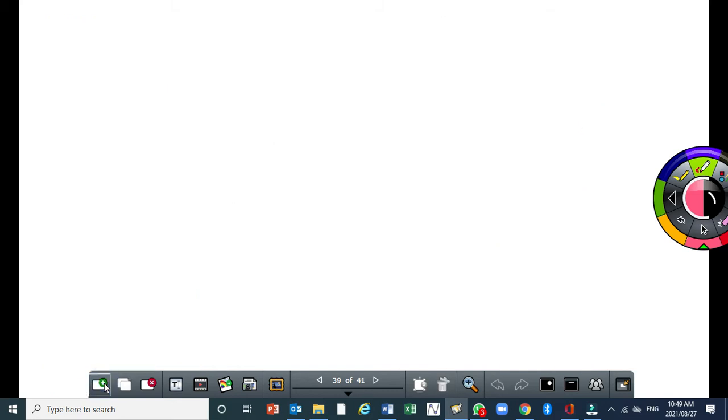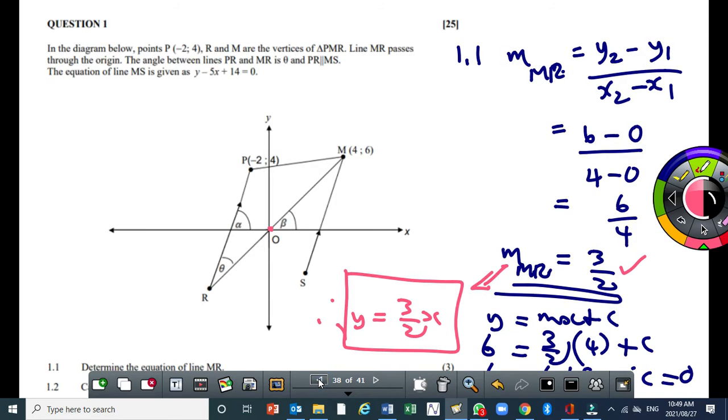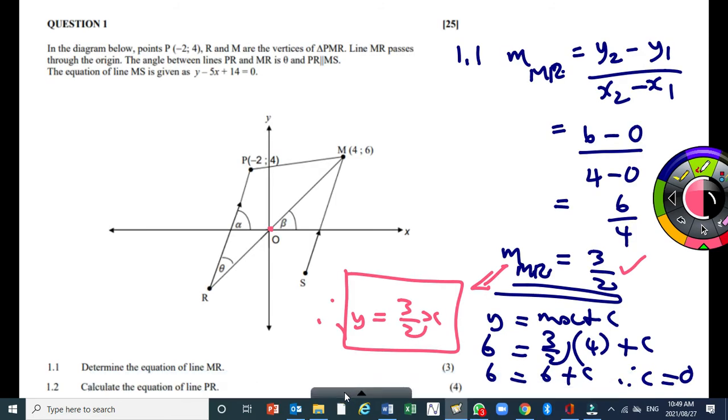Right. Then the next question, it says, calculate the equation of line PR. So this is point P, that's point R. Okay, the point P. Now, this point here, we've got an x value and a y value. We want to calculate the equation of PR, okay, but we don't know the gradient. Fortunately, PR is parallel to MS. Okay? PR is parallel to MS.